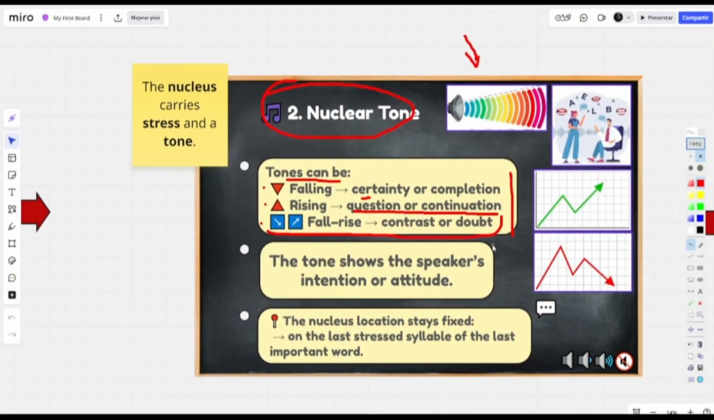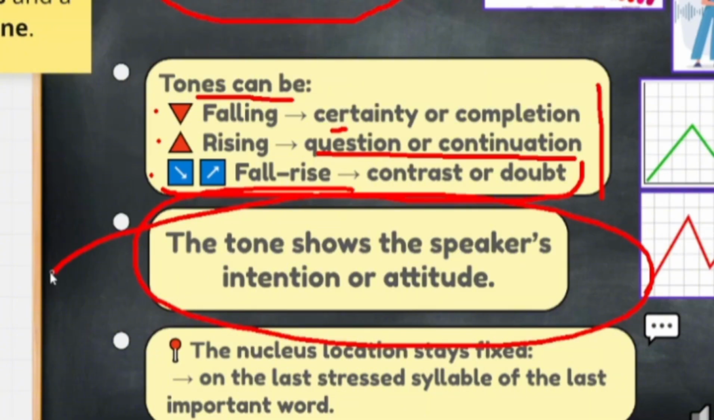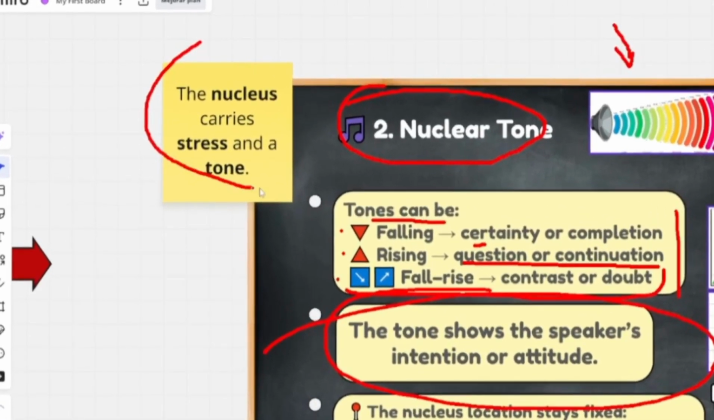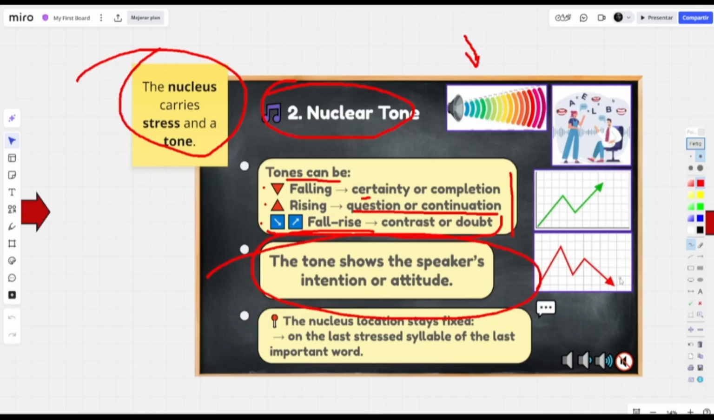The tone expresses the speaker's attitude, but the place of the nucleus doesn't change. It always goes on the last stressed syllable of the last important word in the intonation phrase.